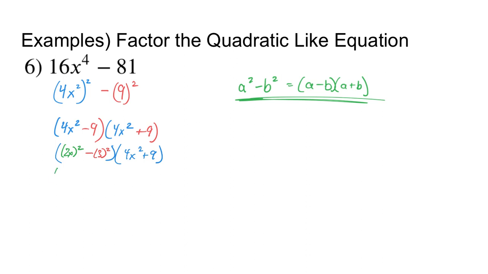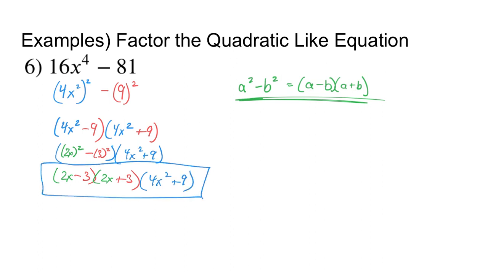I can rewrite this first parenthesis as 2x minus 3 times 2x plus 3. Now the second parenthesis is already factored completely and I can't go any further than that. And I'm done with this problem. So it's 2x minus 3 times 2x plus 3 times 4x squared plus 9.